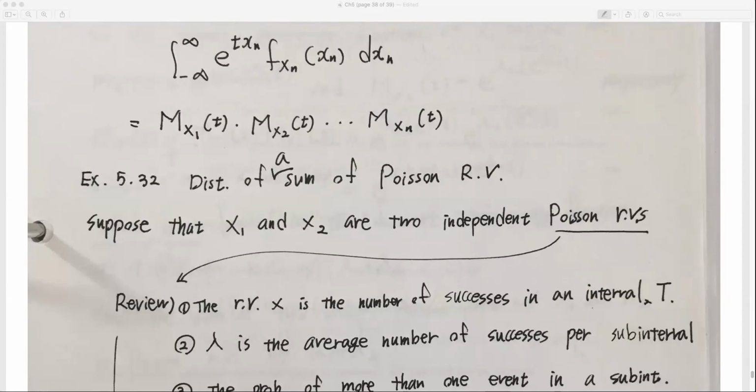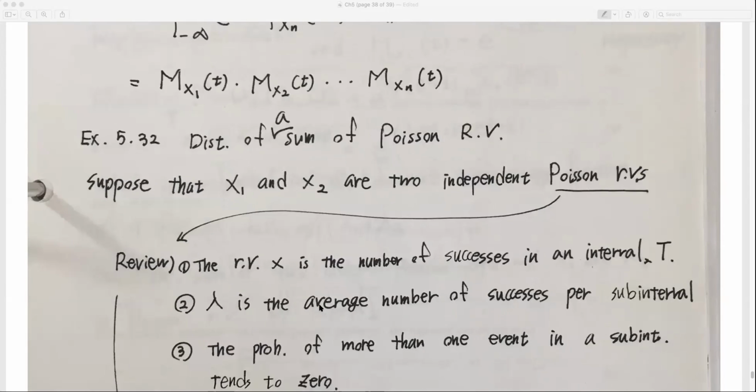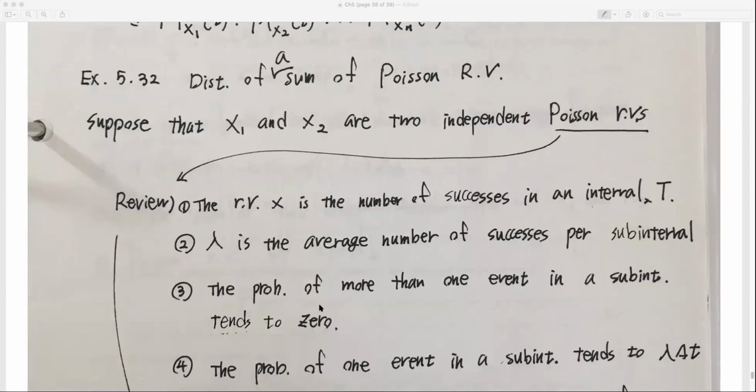Okay, so now the next one is example 5.32: the distribution of a sum of Poisson random variables. Suppose that X1 and X2 are two independent Poisson random variables with parameters lambda 1 and lambda 2. But let's review what a Poisson random distribution is.